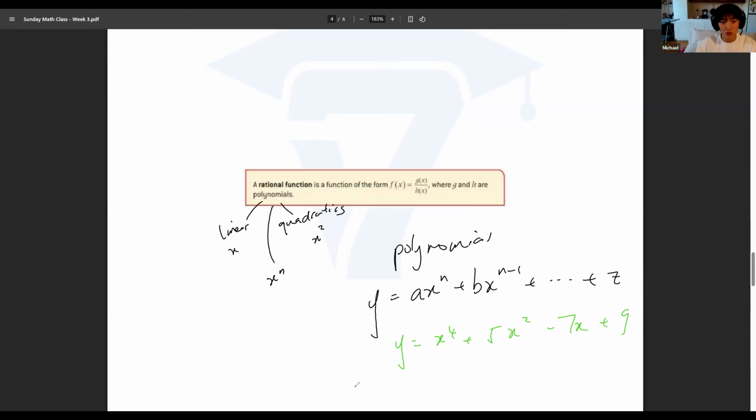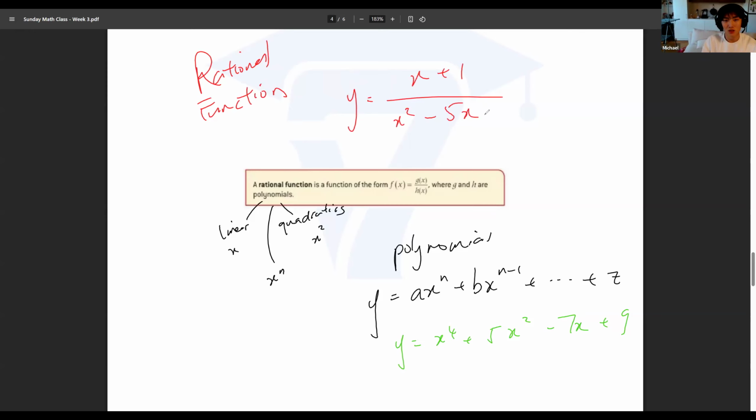And when we have two polynomials dividing each other, we have rational functions. Okay, so I'm not going to use f of x. I'm just going to use y for the sake of being friendly, not using functions to confuse you guys, right? We're going to have maybe x plus 1 over x squared minus 5x plus 9. This is a rational function, okay?